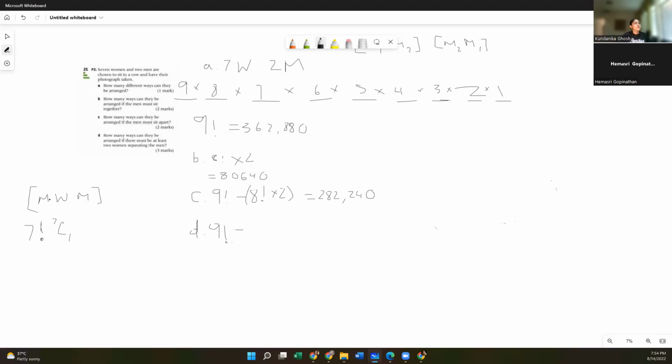And then the 2 men can, again, remember how we said it can be man 1, man 2, or man 2, man 1. There's 2 separate ways that the 2 men can be arranged in this scenario. So then we also have to multiply this entire thing by 2 factorial, which is just 2. Do you see how we got that? Yeah. Okay. So again, 7 choose 1 is just going to be 7. 7 times 2 is 14. So you have minus 7 factorial times 14.